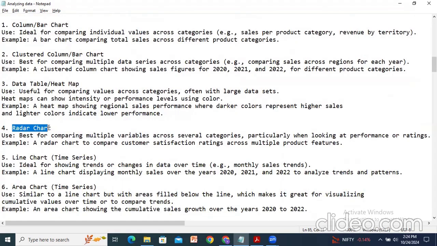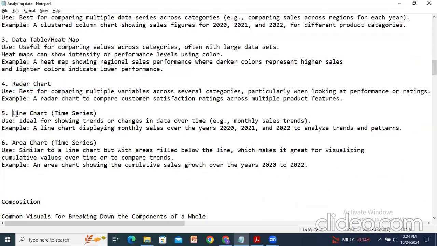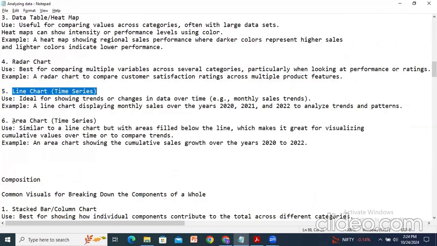Heat map and radar chart. This radar chart is mainly to compare customer satisfaction ratings across multiple product features. Next, line chart. This line chart was already mentioned with time series. Over the period or over the trends, we go with line charts, displaying monthly sales or years. Next, area chart. This area chart also goes with time series. Area chart is a continuation of the line chart, so it is also part of the line chart.